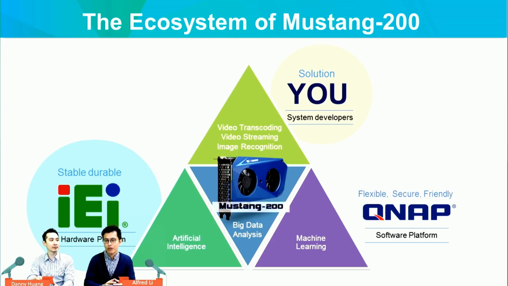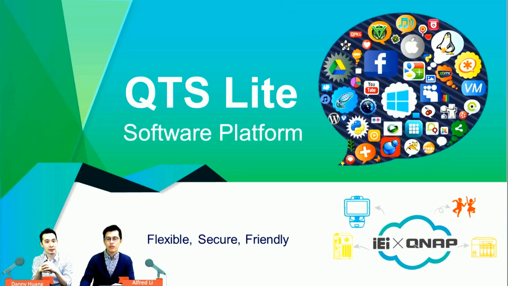So before we talk about QTS Lite, could you briefly explain what Mustang-200 is? Sure. From our last episode, we talked about virtualization station and container station, and those are easily developed by our customers, by our audience, just like you today. And then you can develop those into, say, artificial intelligence, transcoding, which is one of the major reasons we developed Mustang-200, and facial recognition. Sounds great. So let's see what the QTS Lite is.